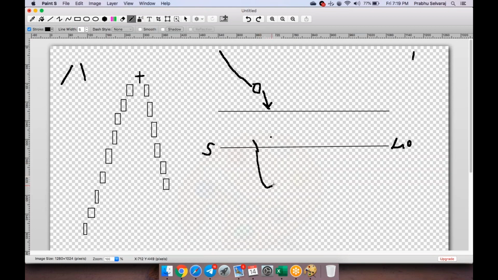And when the RSI takes a reversal, maybe at 10 or 15, or even 5, and it starts to go up, this 40 will become a resistance. This 40 will become a resistance. It will not allow you to cross.